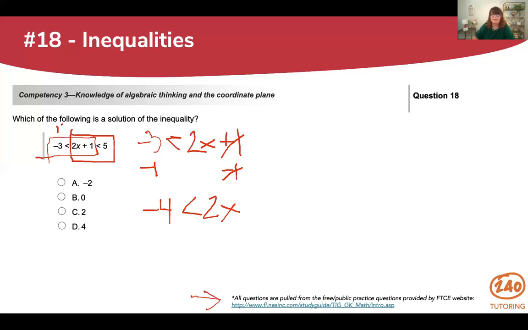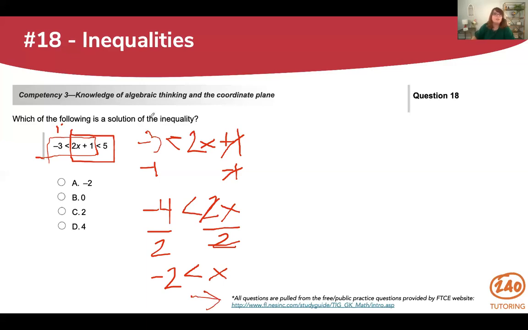Now I'm going to isolate that x even more. When I have a number next to a letter, like 2 times x, that means multiply. So the inverse operation would be division. I'm going to divide both sides by 2. What I do to one side, I have to do to the other. The 2 cancels out on this side, and it leaves me with -4 divided by 2, which is -2. 4 divided by 2 is 2, and I'm dividing a negative by a positive, so it's a negative number. I'm left with -2 is less than x.